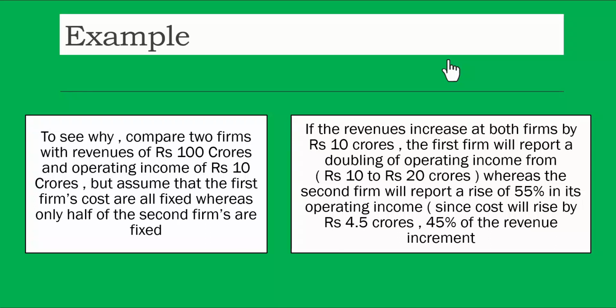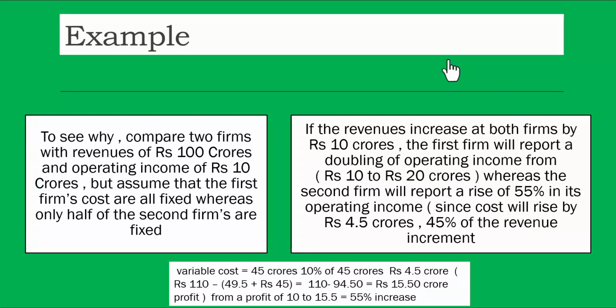Because all the cost is fixed, revenue went from 100 to 110 crore, so profit that was earlier 10 crore will now be 20 crore, because they are not incurring any additional cost. Whereas if 50% is variable and 50% is fixed, the variable component will increase and the fixed component will remain the same. So the profit will not double; it will go up from 10 to 14.5 crores.